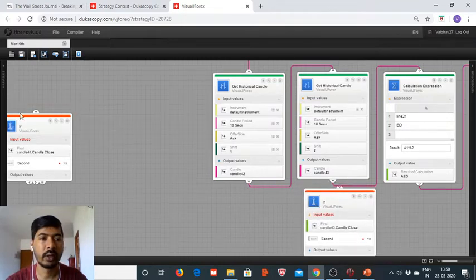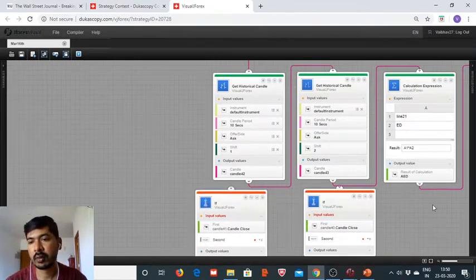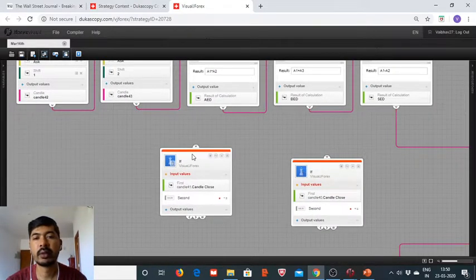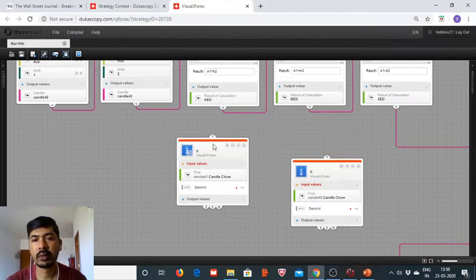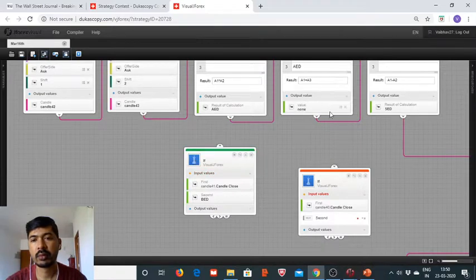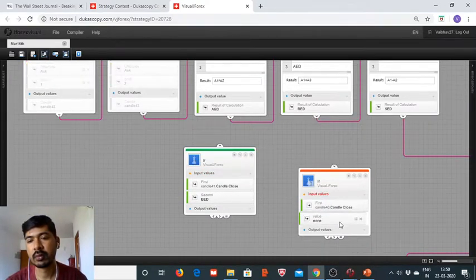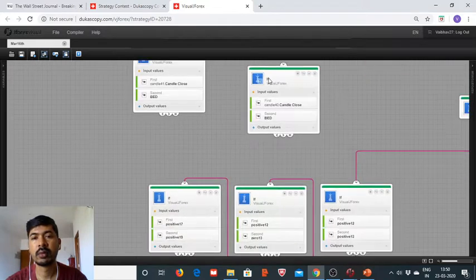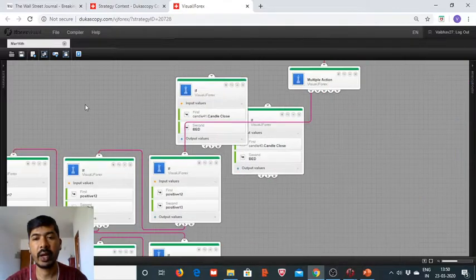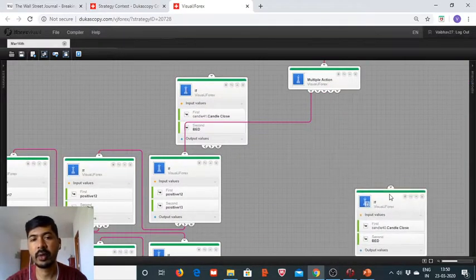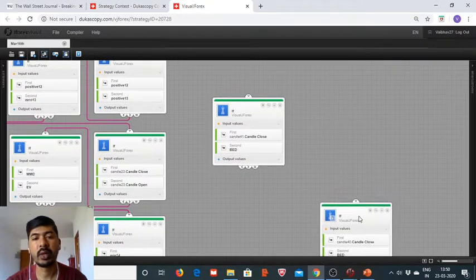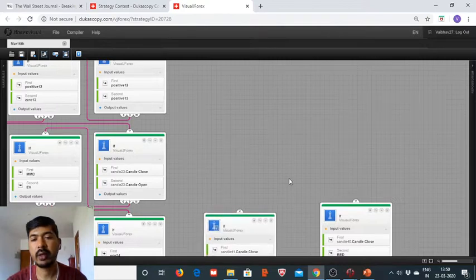Now going to the calculation expression involving the buy entry price. So here it is. Now once we add these blocks, our job will be done for the buy side, and then we will be able to move on to building the sell side.